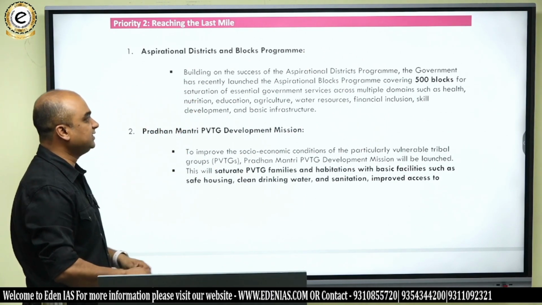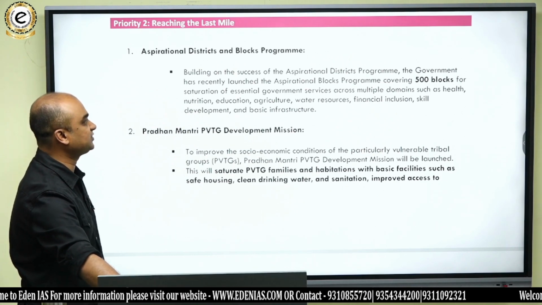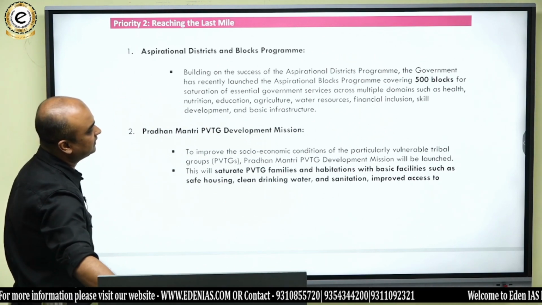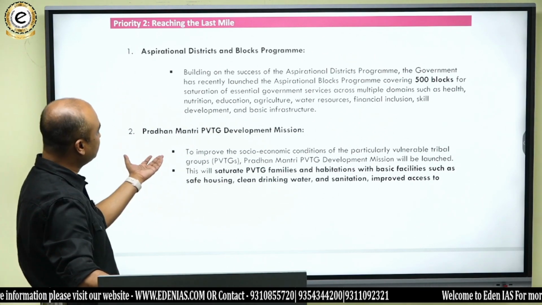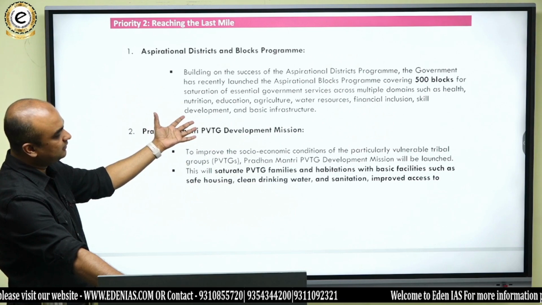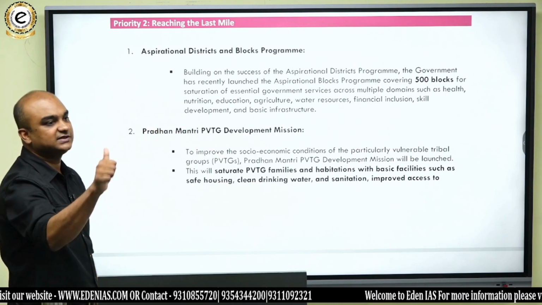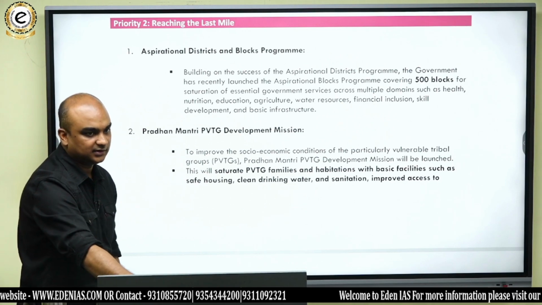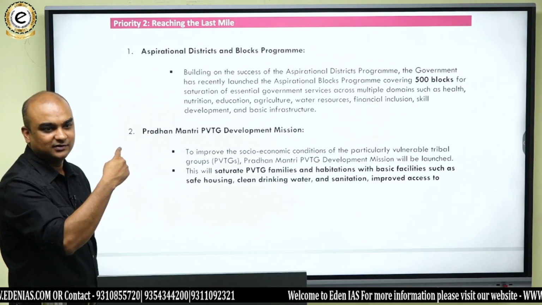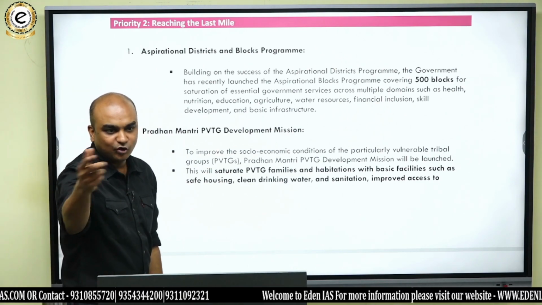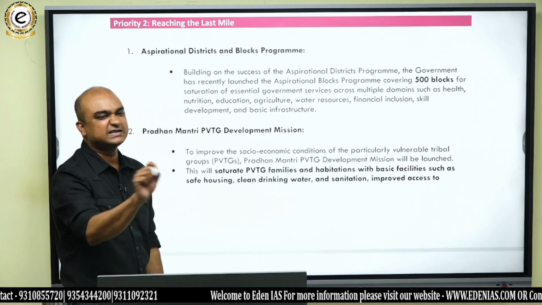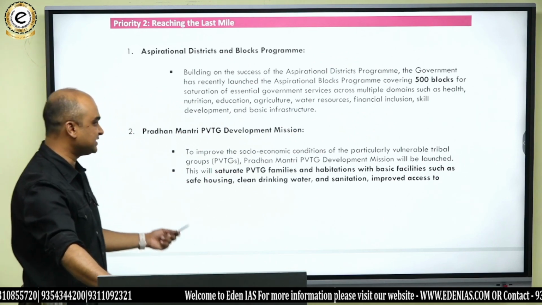Building on the success of Aspirational Districts program, the government has recently launched the Aspirational Blocks program, covering 500 blocks for saturation of essential government services across multiple domains such as health, nutrition, education, agriculture, water resources, financial inclusion, skill development and basic infrastructure. ये याद रखना, एस्पिरेशनल डिस्ट्रिक्ट जो था अब उसको ब्लॉक लेवल पे भी कर दिया गया है, ठीक है. और हो सकता है इसमें ये पॉलिटिक्स के सेक्शन में आ जाए ये क्वेश्चन, that a block includes what? You understand that? और उसमें हो सकता है कि ये भी एक स्टेटमेंट आ जाए that recently a scheme has been launched for block. It's an aspirational block.